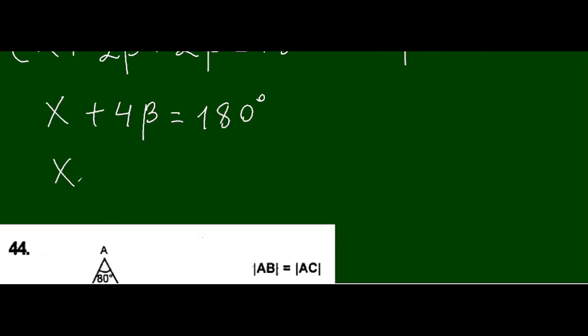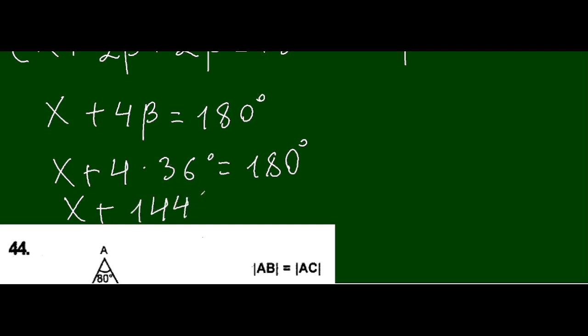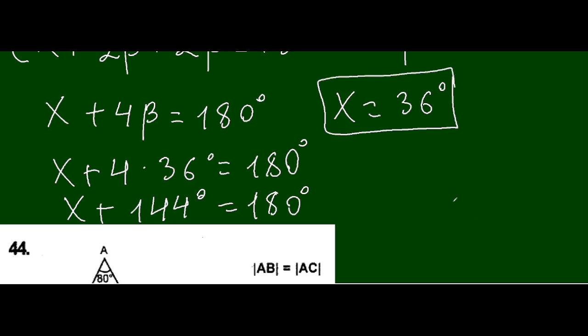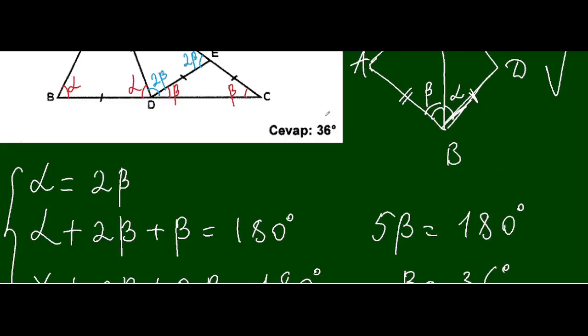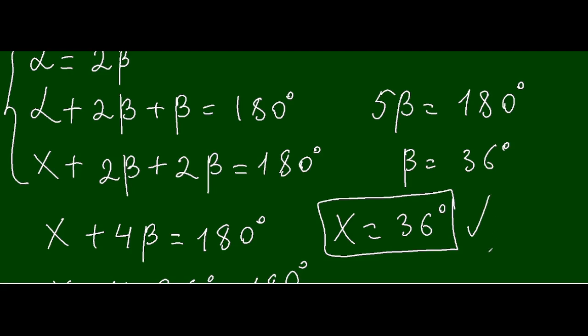So x plus 4 times 36 will be equal to 180 degrees. Here x plus 4 times 36, which is 144, I guess, equals 180 degrees. And x here will be 36 degrees. And this is the answer. I guess, yeah, it's true. So we did it.